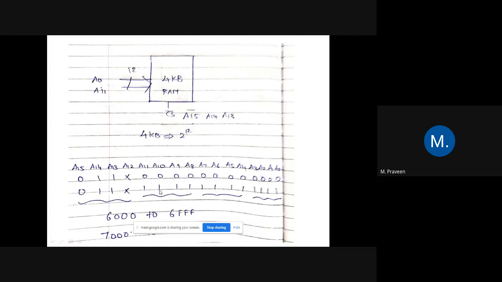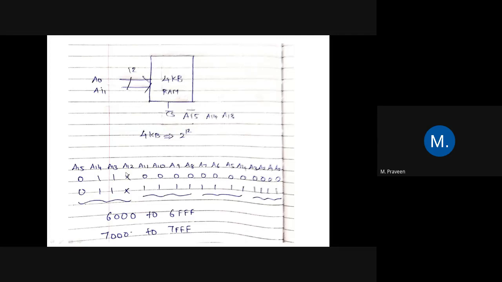Next, we have to find the ending address. In the ending address, we have 011X, and here we are assuming the X value as 0. So again it is 6. Then here 1111, and 1111 means F, 1111 means F, 1111 means F. Therefore, the ending address is going to be 6FFF.